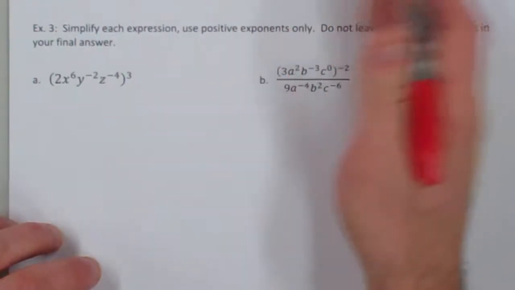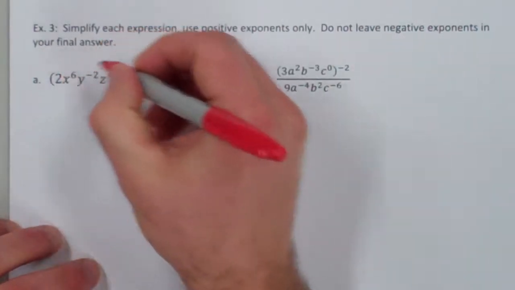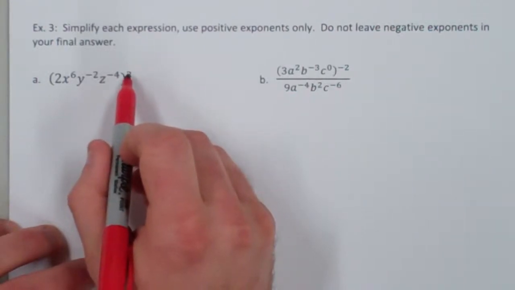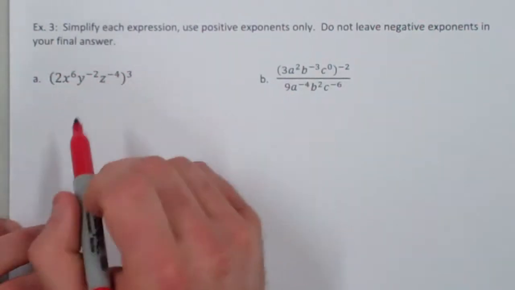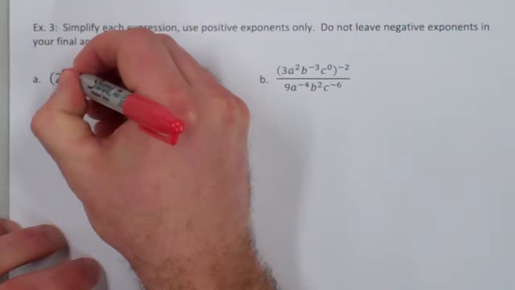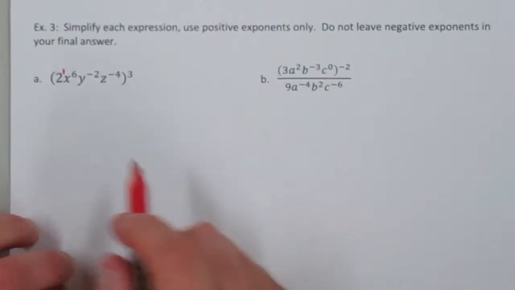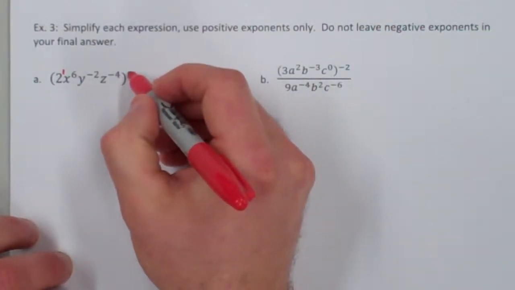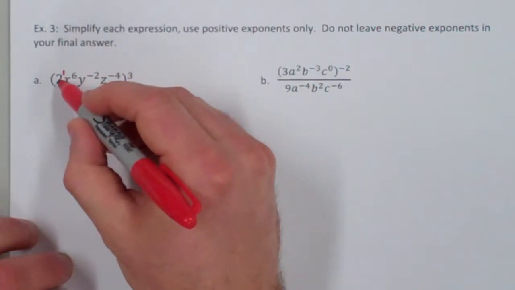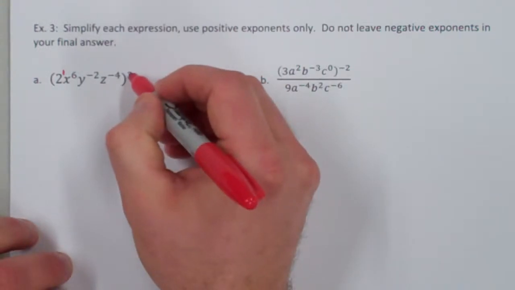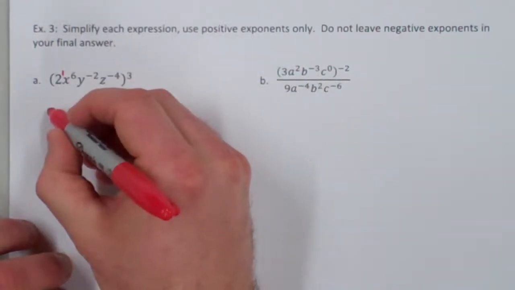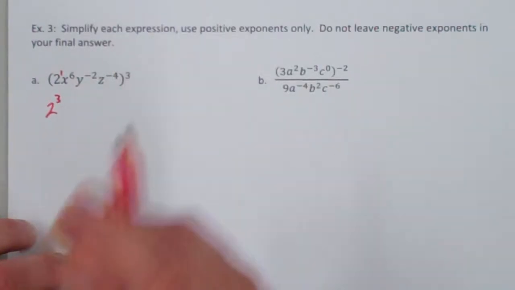Doesn't really matter. I'm going to wait, and what we're going to do is use our power of a power rule here to get this 3 taken care of on the outside. So the 2 is 2 to the first power. Remember, put a little 1 up there whenever you see a base without an exponent. That'll help remind you that we're not multiplying the 3 by the 2. Don't ever multiply a base by an exponent. However, you should multiply this 3 by the exponent of 1. So this is 2 to the third power.